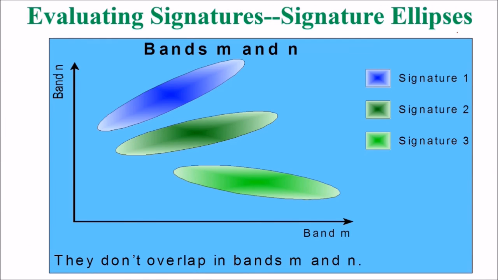So how do we evaluate signatures? We have signature ellipses. See, these are different bands. And when we compare these bands, they don't overlap in bands M and N.